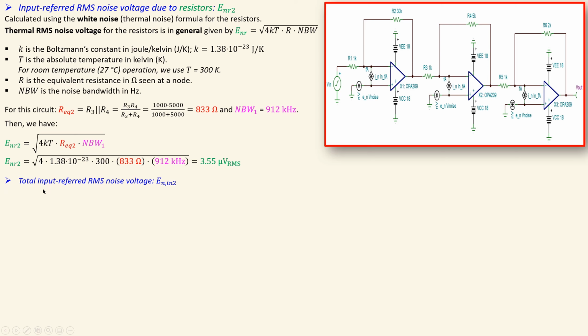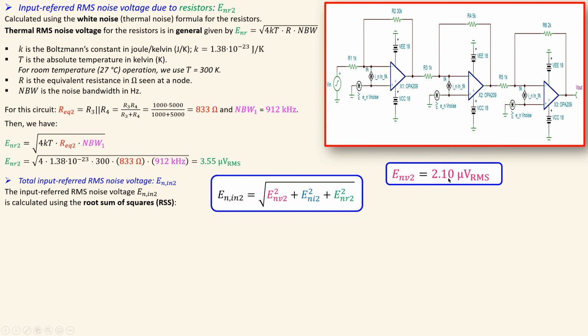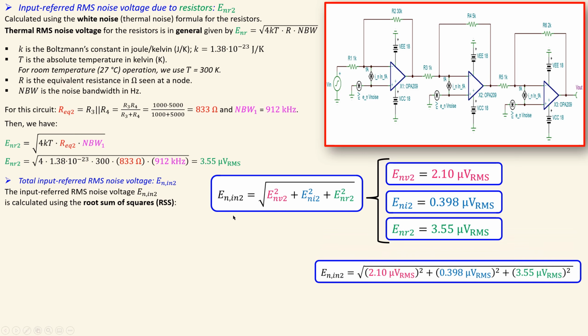Okay, now the total input referred RMS noise voltage. That is again calculated using the root sum of squares. Using this formula, I need these three parts, and I have already them. So this is actually the first, the second, and also the third one, which is just calculated. Add them up, and you will get this one. If you now do the math, you will have this, and that will result in 4.14 microvolts RMS.